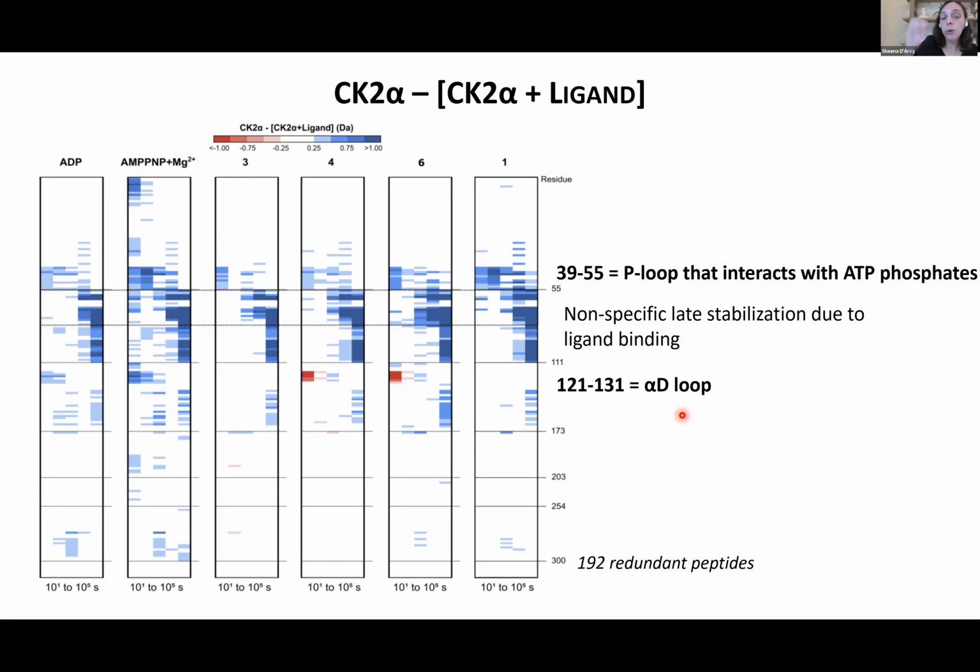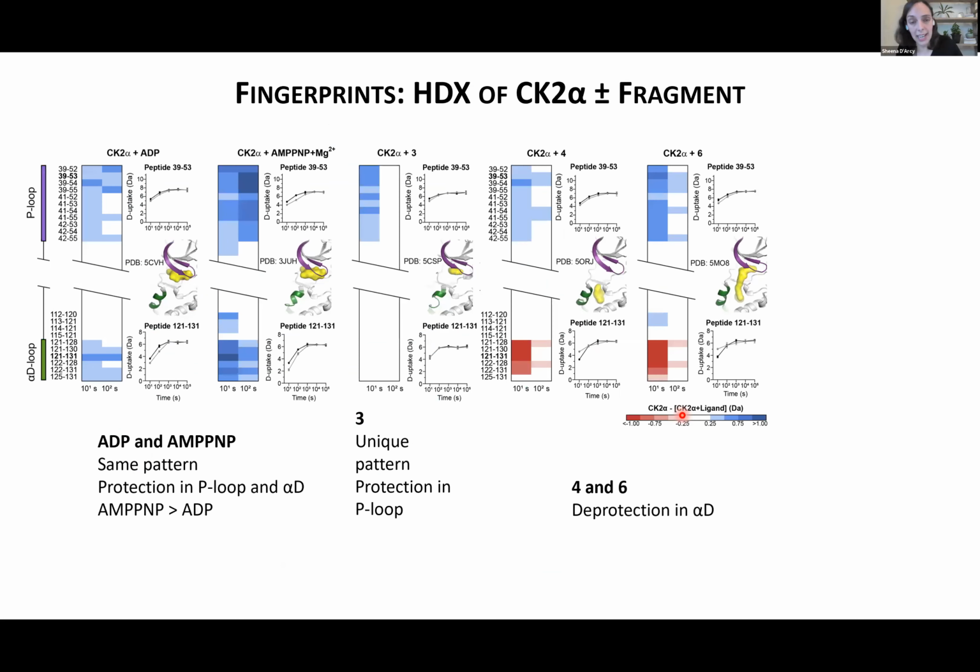So now we can pull out the relevant parts of the data and create a much more concise and informative figure, where we're focusing on the P loop and the alpha D site with the different molecules. And we absolutely were able to validate the system. As you can see, ADP and AMP-PMP have very similar patterns in both the P loop and the alpha D site, with the larger protection here for AMP-PMP, indicative of a tighter affinity compared to the ADP.